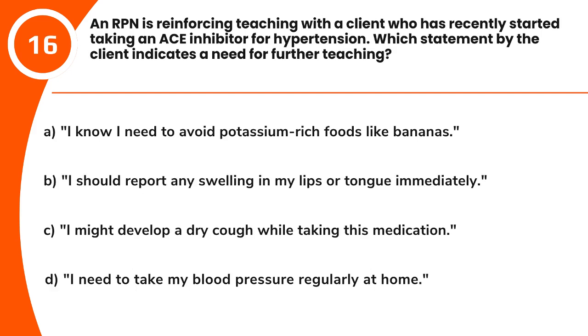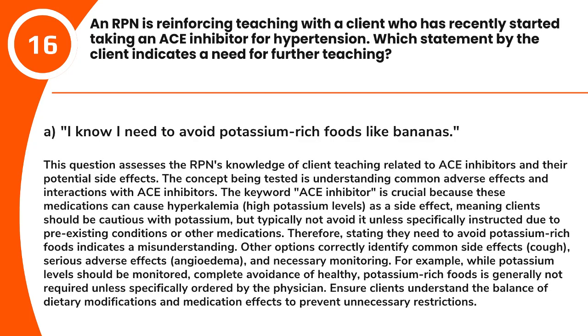Question 16. An RPN is reinforcing teaching with a client who has recently started taking an ACE inhibitor for hypertension. Which statement by the client indicates a need for further teaching? A. I know I need to avoid potassium-rich foods like bananas. B. I should report any swelling in my lips or tongue immediately. C. I might develop a dry cough while taking this medication. D. I need to take my blood pressure regularly at home. Answer: A. I know I need to avoid potassium-rich foods like bananas.